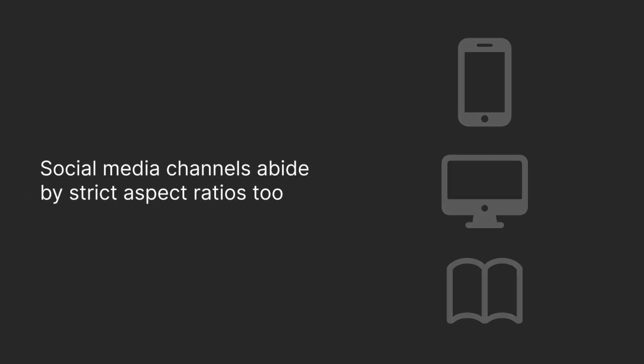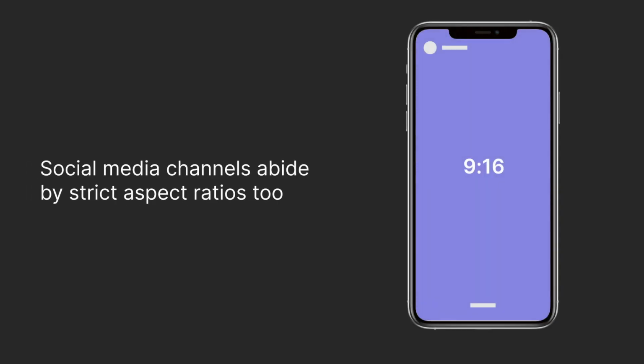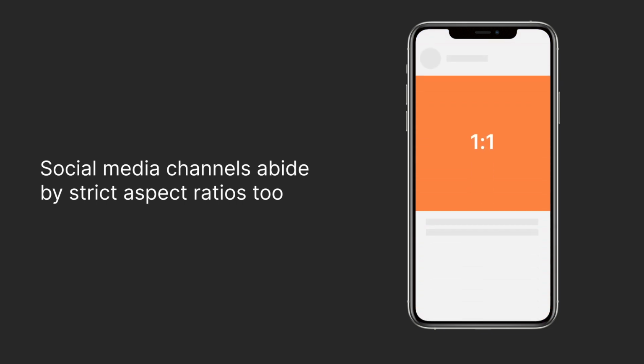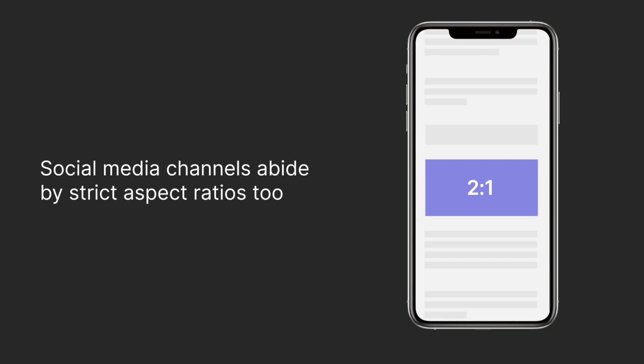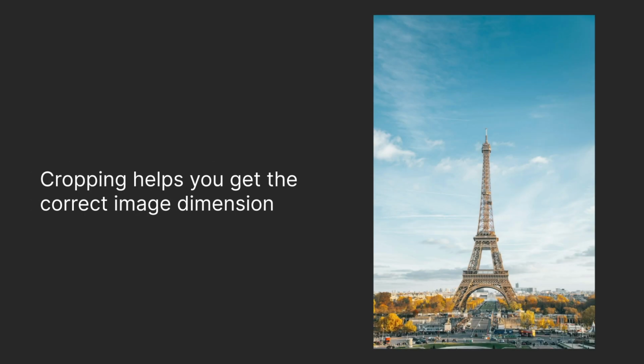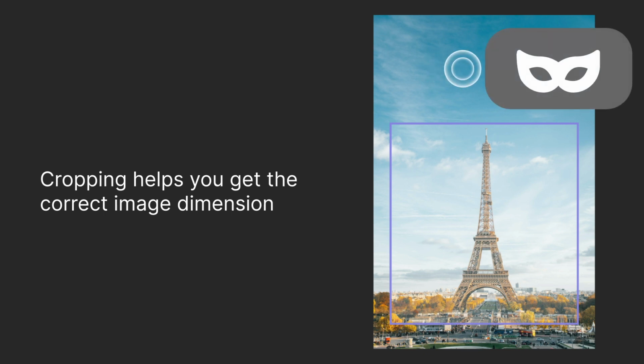Social media image size guidelines, for example, seem to change constantly. You'll really need to master aspect ratio in order to deliver your content to your audience in the correct way. You can manipulate your object's aspect ratio by cropping, which you can easily do in Vectornator by using masks.